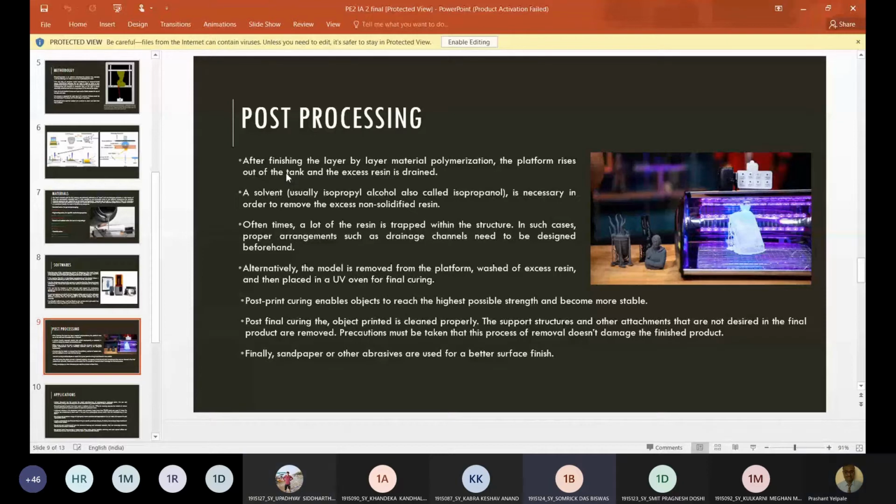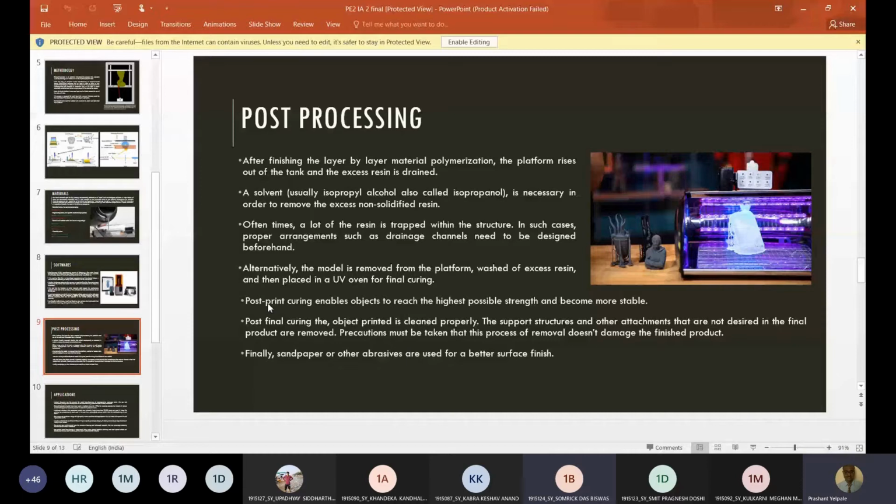Next, once our model is ready and it has been washed of excess resin, it is placed into a UV lamp for final curing. Here in the image you can see a UV lamp where this object is. This post-curing is very important as this helps the objects to reach the highest possible strength, and it makes the resin much more stable.